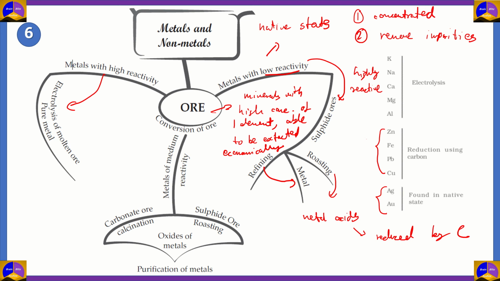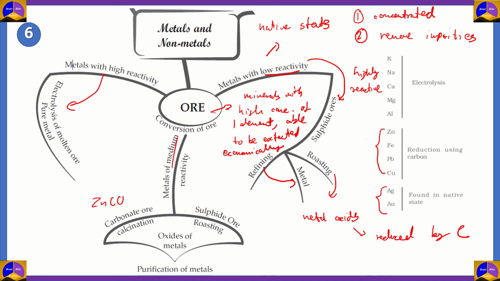Now, when it comes to metals of medium reactivity, such as zinc, iron, lead, etc., you have two processes, and these depend on the type of ore we're talking about. Now, let's take zinc.